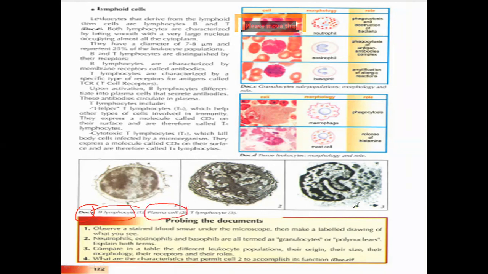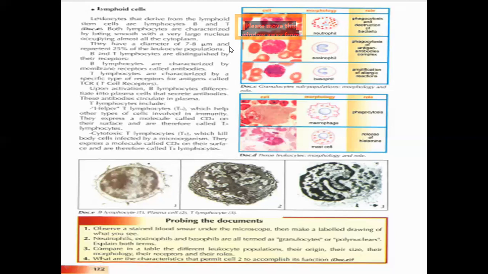And this one in paragraph 3, this is the T lymphocyte in figure 3. So here, what do we want from this step by step? Our B lymphocytes are characterized by being smooth with a very large nucleus occupying all the cytoplasm, and they have a small cytoplasm. Here we don't have to study the details, how many micrometers and so on. They represent 25% of the total leukocyte population.